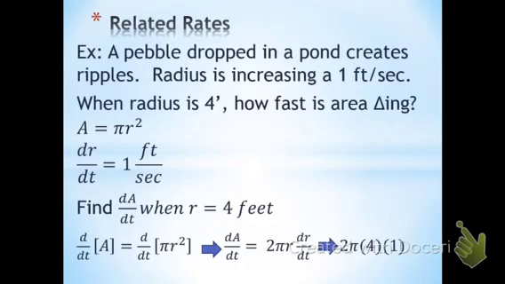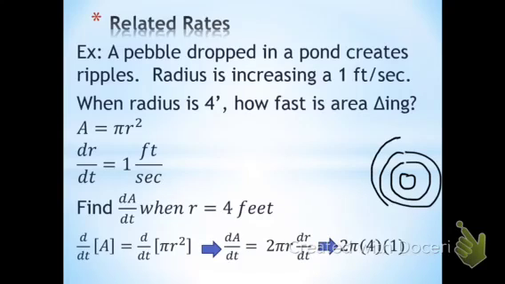Suppose that a pebble has been dropped in a pond and creates ripples. The radius is increasing at 1 foot per second. So here's a picture of what we got. You dropped a pebble in the water, and so you have a ripple, and then a second later, and then a second later, and each one is a foot further out.